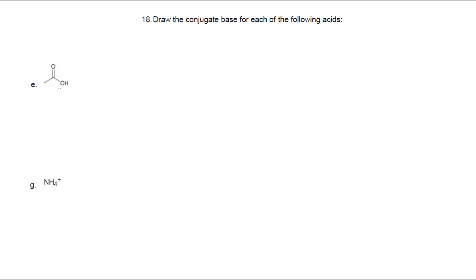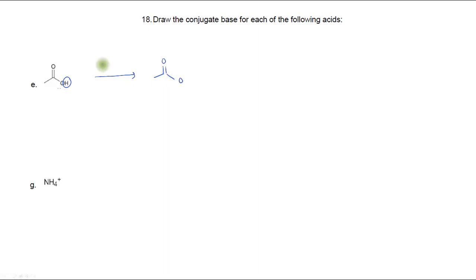All right, we are here to work on Chapter 3 problems. The first question in the extra problems to try is number 18, which is drawing the conjugate base for each of the following acids. Here you want to look and see which one is the most acidic proton in the molecule. And in the situation of E, our most acidic proton is this H on the carboxylic acid. So the conjugate base of this one is when the H is removed.